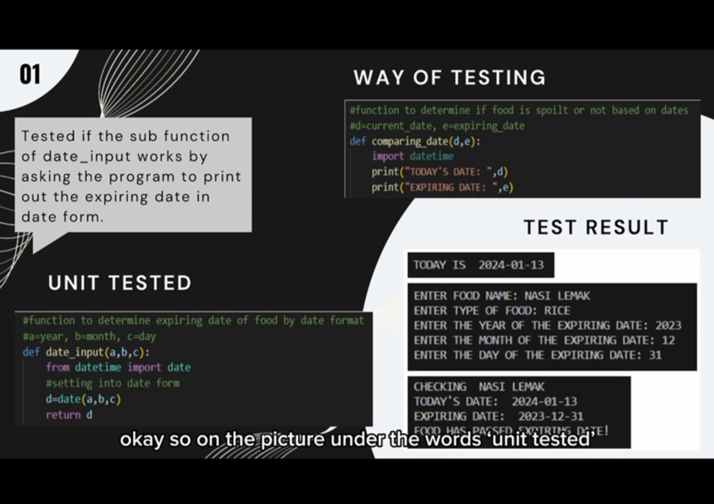The picture under the words unit tested is the small unit, or a series of codes that works to convert three data into a date form. There's the way of testing, and the picture below it is a sub-function where we ask the program to print out the result from the sub-function date input. And lastly, the picture under test result is what happens when the code is run.